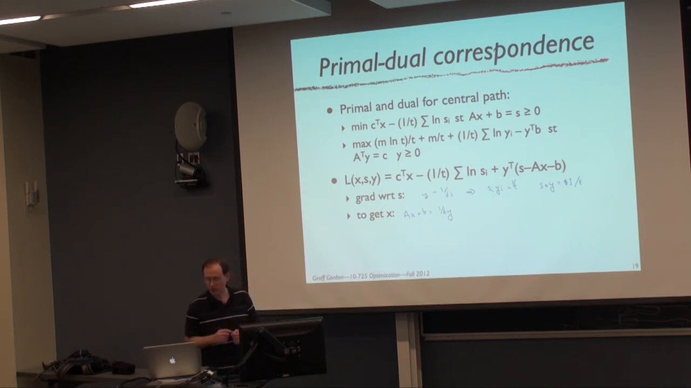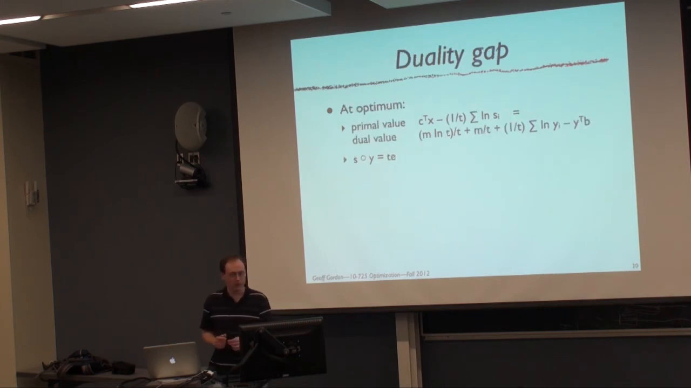Okay? So that's nice, right? To every point on the primal path corresponds a point on the dual path. Even better, it turns out that we know exactly what the duality gap is going to be between these two points, right?